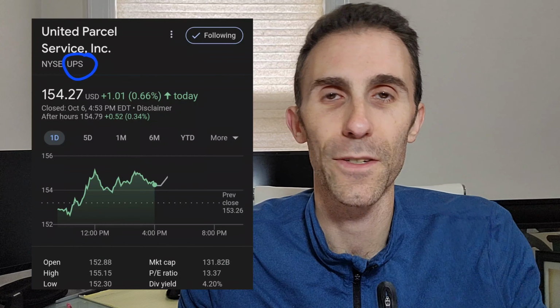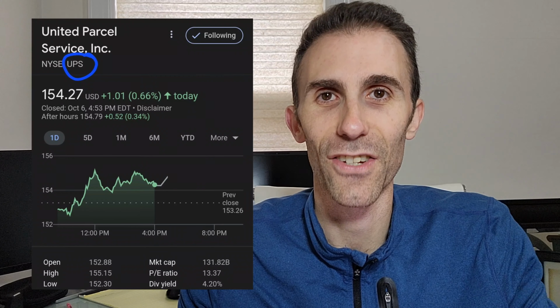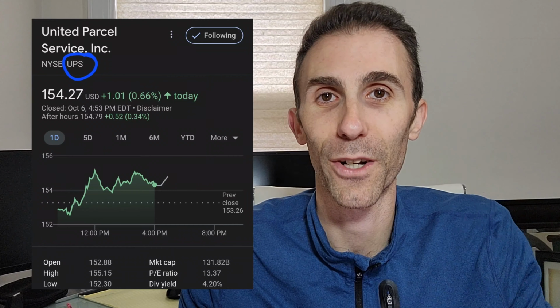symbol is UPS. So those are the symbols that you search for on the exchange to find that company that you want to own shares in, to be an owner of that company. So remember, a ticker symbol is really an abbreviated symbol or letters that represent the company that is traded on the stock exchange.